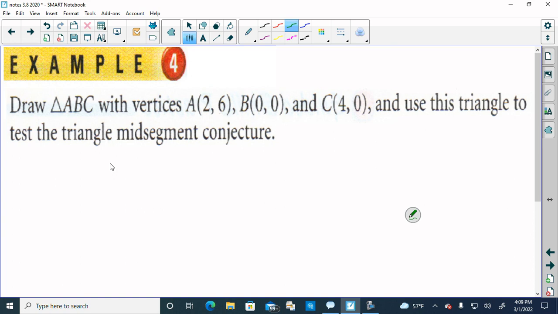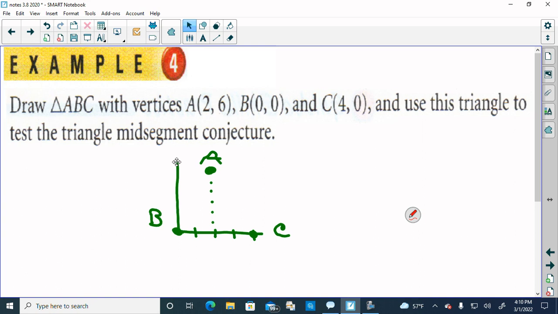What they want us to find is the midpoints. We have a triangle, so I'm just going to rough sketch this. A went over 1, 2, and then up 6: 1, 2, 3, 4, 5, 6. So there is my A. Then B was 0, 0, so that would be at the origin. And then C is over 4, 0. So over 1, 2, 3, 4, and it doesn't go up on the y. And that is my C.